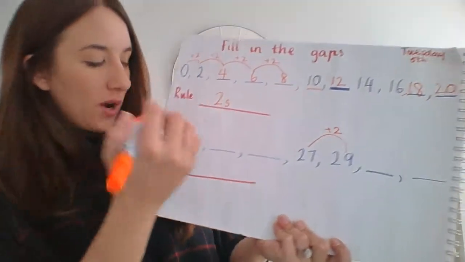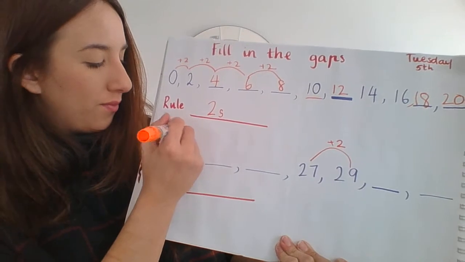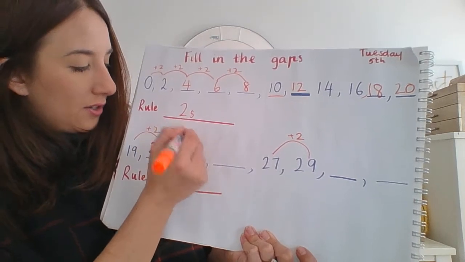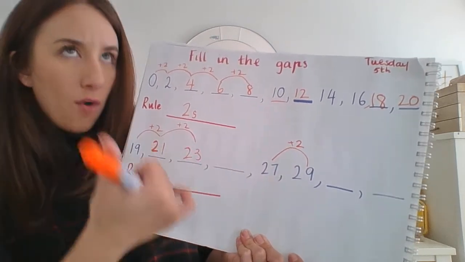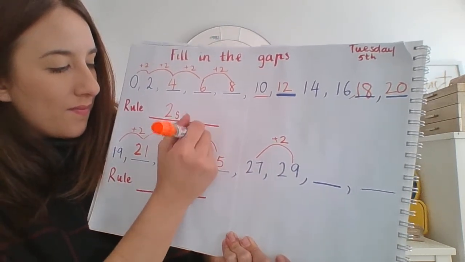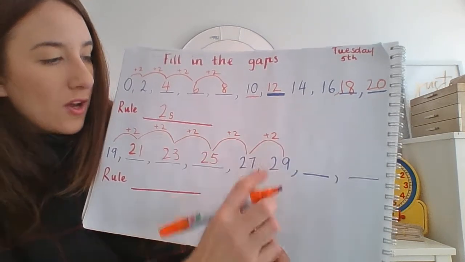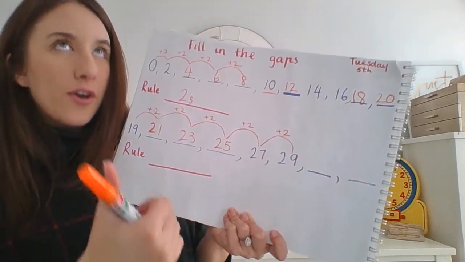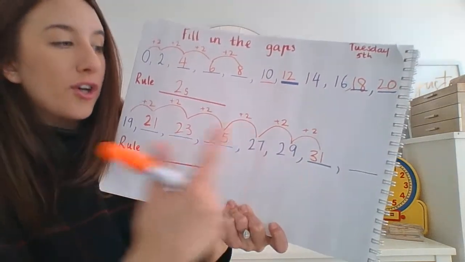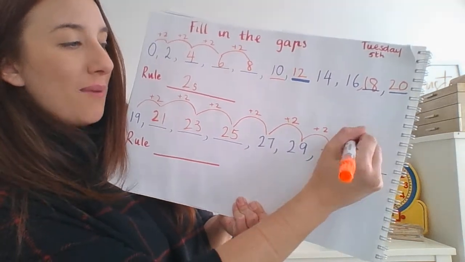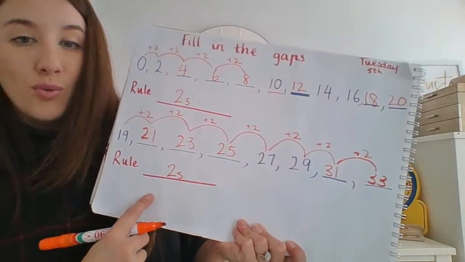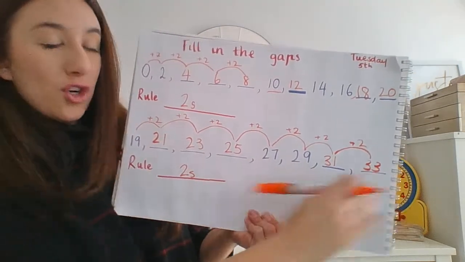19, 20, 21, I've added 2. 21, 22, 23, I added 2. 24, 25, 26, 27, 28, 29, 30, 31, 32, 33. So each time I've added 2 to complete my skip counting pattern by 2s. That is the rule. Let's count these numbers together to make sure it's correct, okay?